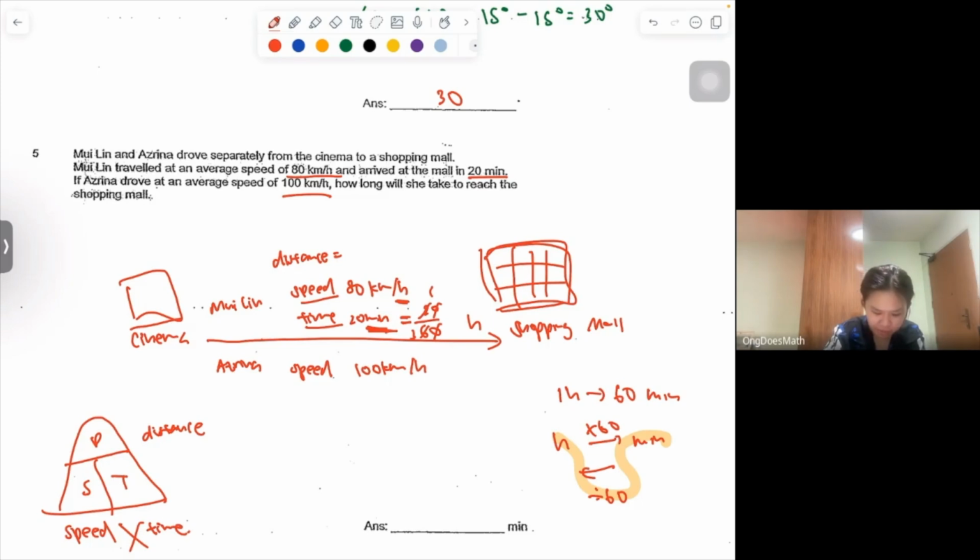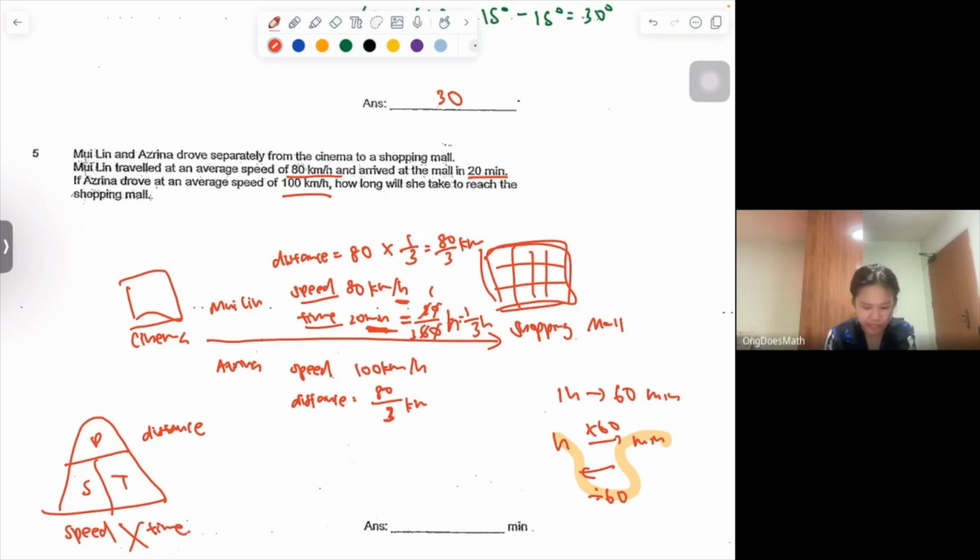So distance is just speed times time, right? So speed times time. I'll write this properly, which is just 80 over 3 km. So the distance between cinema and shopping mall is 80 over 3 km, which means for Azrina, the distance is also the same. It's 80 over 3 km.